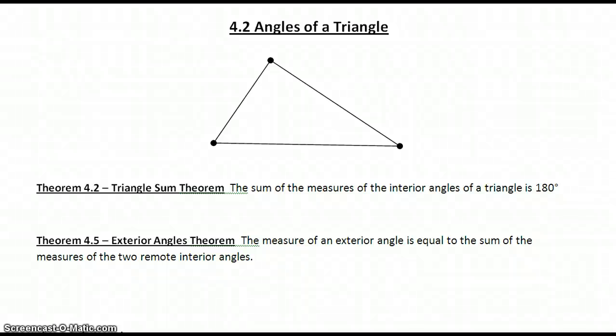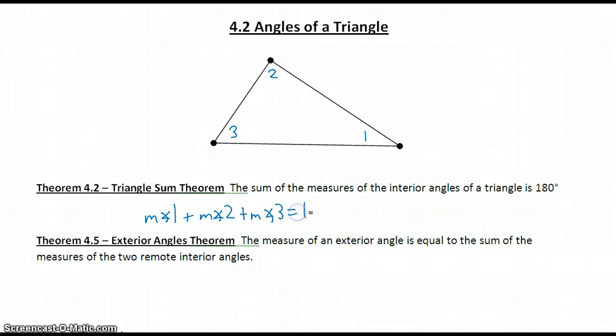In section 4.2, we're going to look at all the different angles of a triangle. A triangle is made up of 3 angles. The triangle sum theorem says the sum of all 3 of these angles will be 180 degrees. The measure of angle 1 plus the measure of angle 2 plus the measure of angle 3 will be 180 degrees.